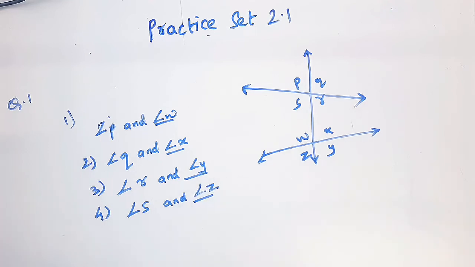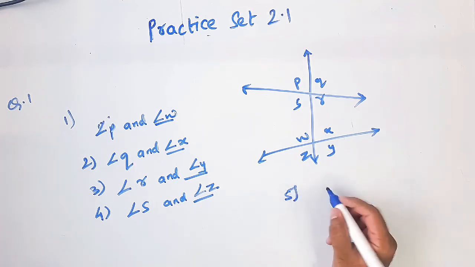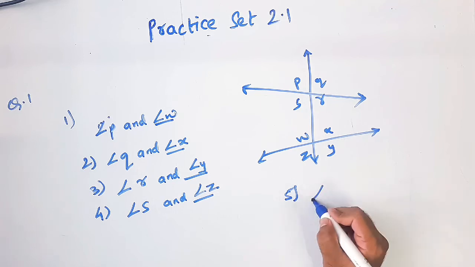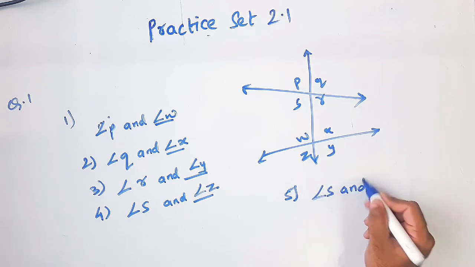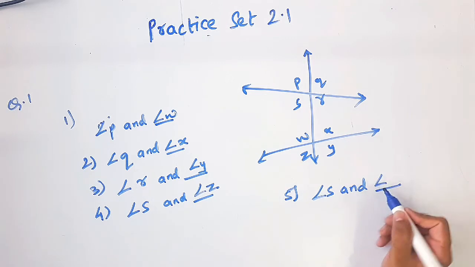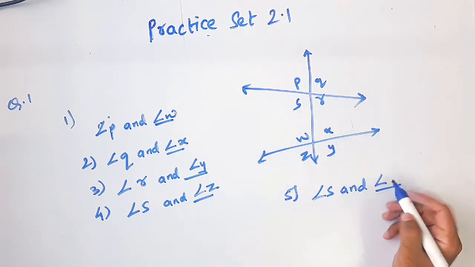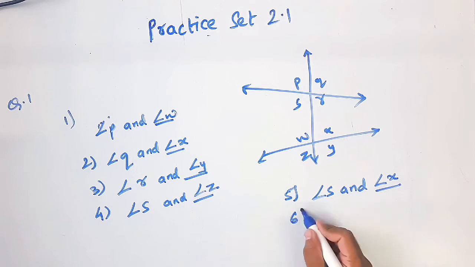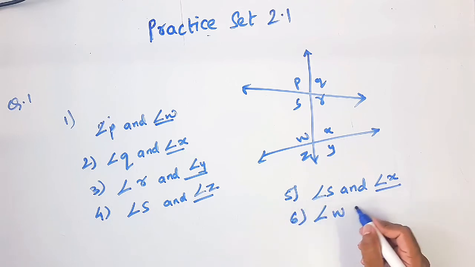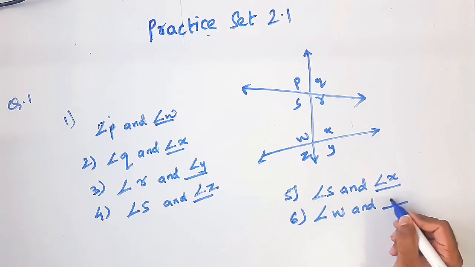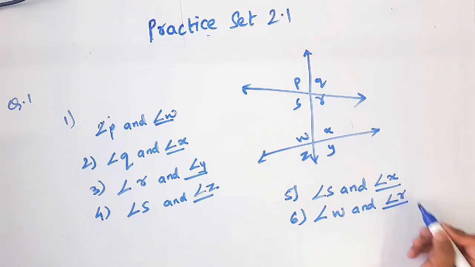Then we'll move on to interior alternate angles. Now interior alternate angles means the alternate angles that we have learned. So angle S and angle dash. What will you write? S will be alternate with angle X. And the last one, angle W and angle, yes, you tell me, angle W will be the alternate angle of angle R. Correct.